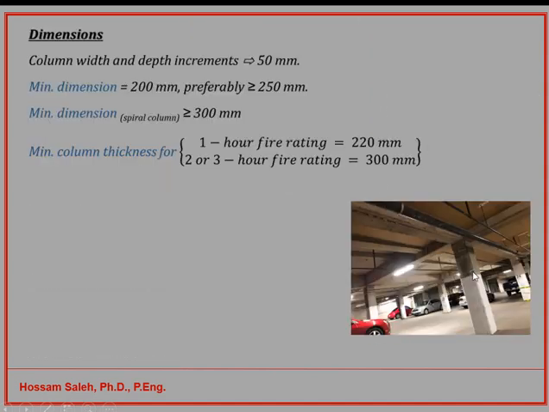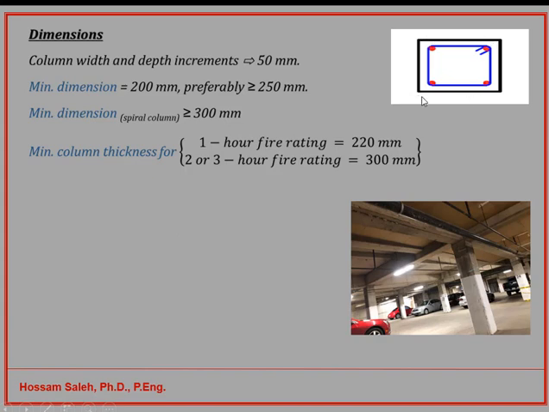Now, what are the minimum dimensions for the column? The code requirement sets the minimum dimension to be 200 millimeters if the cross section is a rectangular section like that. Now if the cross section is circular, like in this picture, then the diameter of the cross section should be 300 millimeters or more.